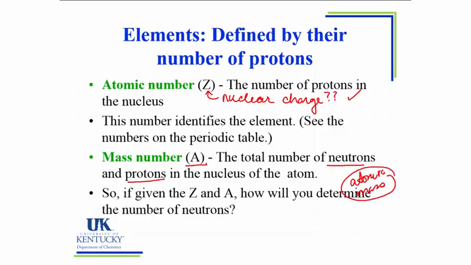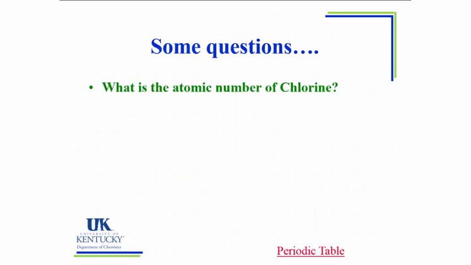So if you're given Z, the atomic number, which is the number of protons, and you're given A, the mass number, which is the number of protons and neutrons, how would you determine the number of neutrons in that atom? Well, A minus Z would give you the number of neutrons. Okay. So we're going to look at some questions here and see if we can utilize this information.